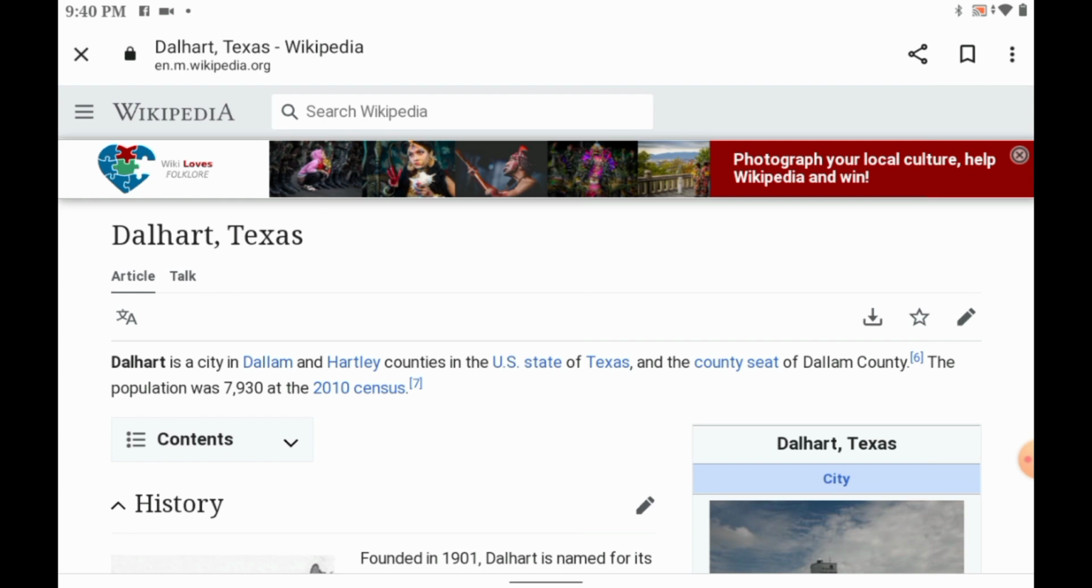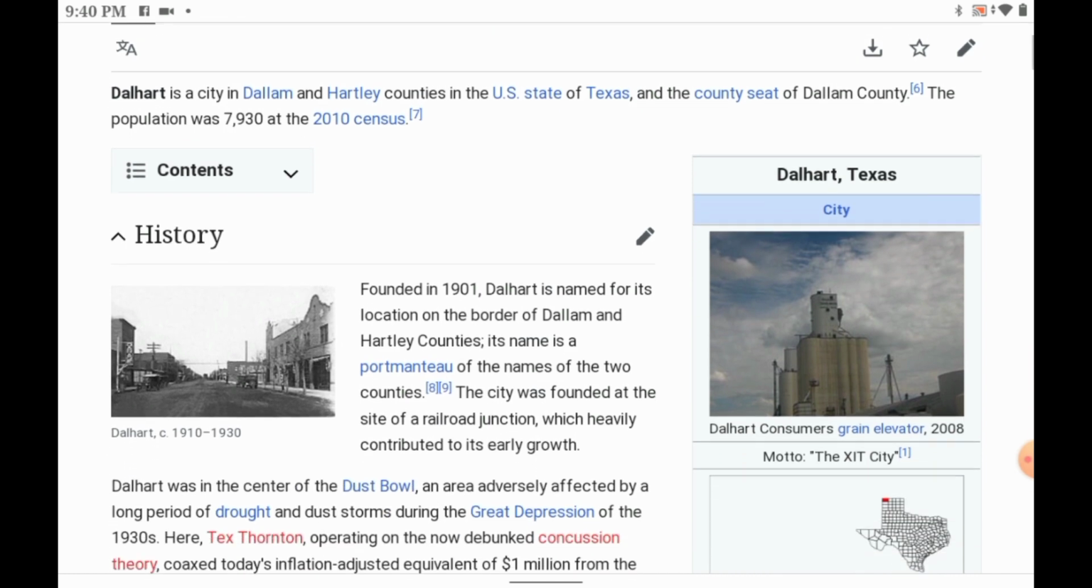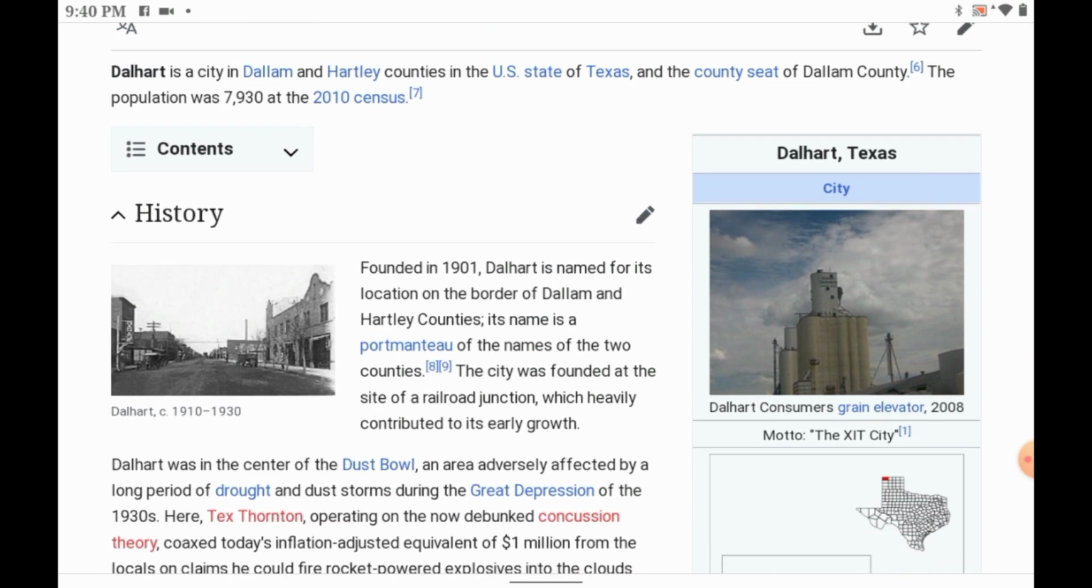Dalhart is a city in Dallam and Hartley counties in the U.S. state of Texas, and it's the county seat of Dallam County. Now, you know what would have been really kind of fun and cool is if Dalhart was the county seat of both Dallam and Hartley County. Now, that would have been cool. But they chose not to, so it belongs to two different ones there.